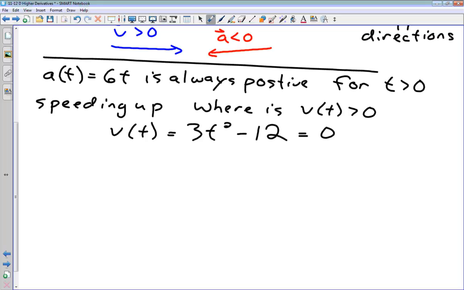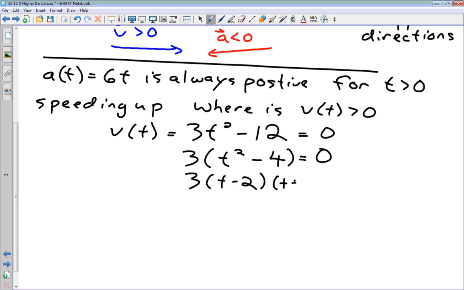So we want to factor this expression. We can common factor out the 3, and then we're left with t squared minus 4, which factors as a difference of squares. So our two zeros are t equals positive and negative 2. These are the positions where our particle stops.